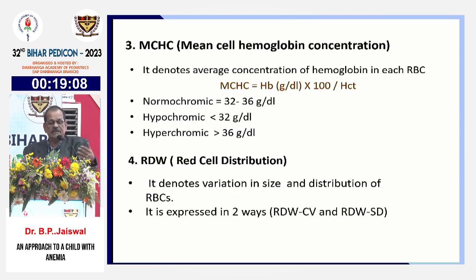Now, red cell distribution width denotes variation in the size and distribution of RBC. Mind you, that is why we get RDW done regularly. It is expressed in two ways: red cell distribution width coefficient of variation, and second, red cell distribution width standard deviation.